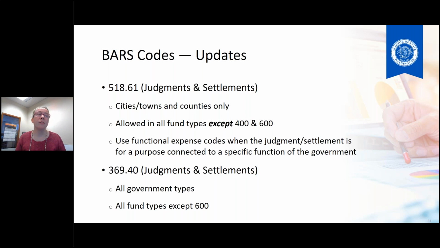On the revenue side, the 36940 is also called judgments and settlements, so make sure you are on the right side of your transaction. I messed that up before on my side. I was going too quick and just searching and put a revenue when I needed an expense, so do watch that. The revenue is available for all government types and all funds except those 600 funds, because those are other entities' funds, and therefore they would record their own judgments and settlements.